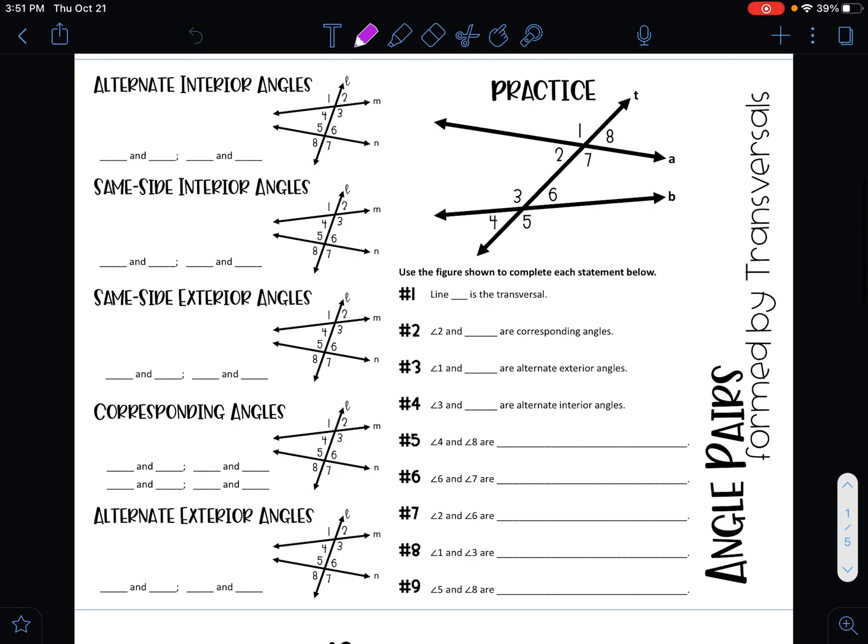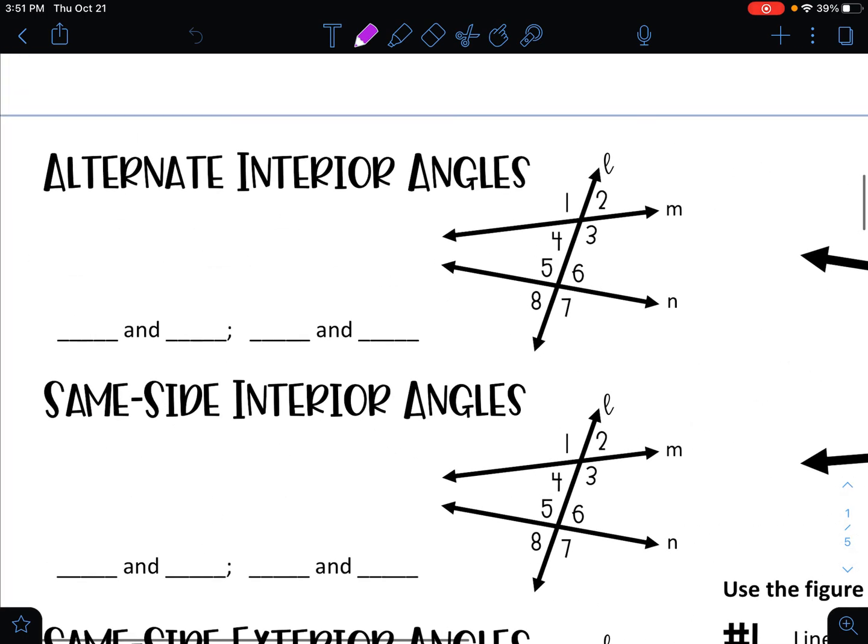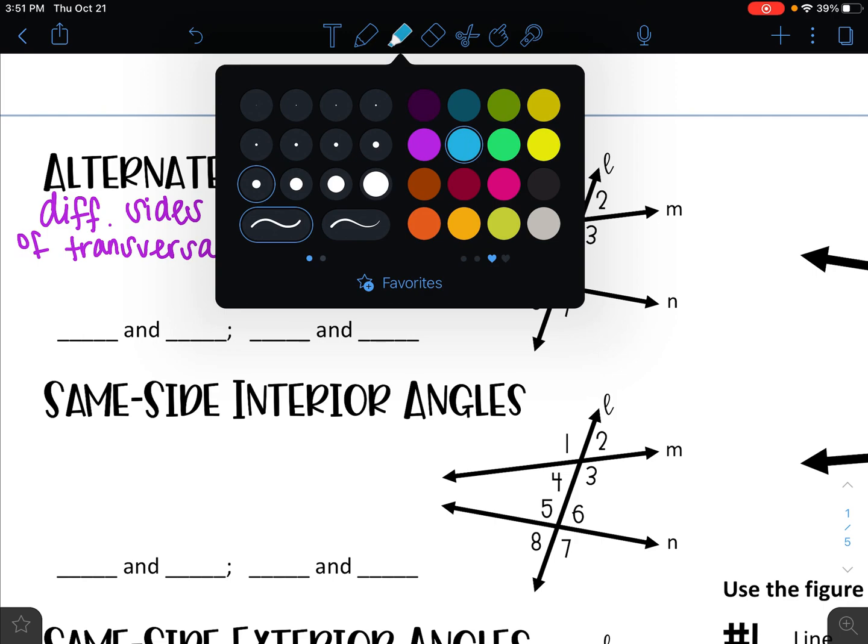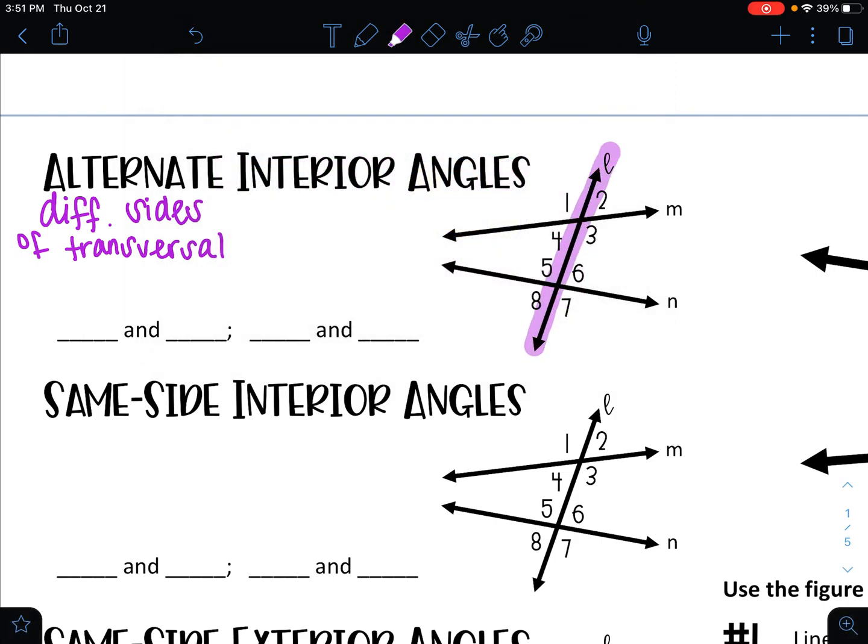Okay, so for alternate interior angles, those would be angles. Alternate just means on a different side. So they're on a different side of the transversal, and the transversal is this line right here. It's the line that cuts through the other two lines.